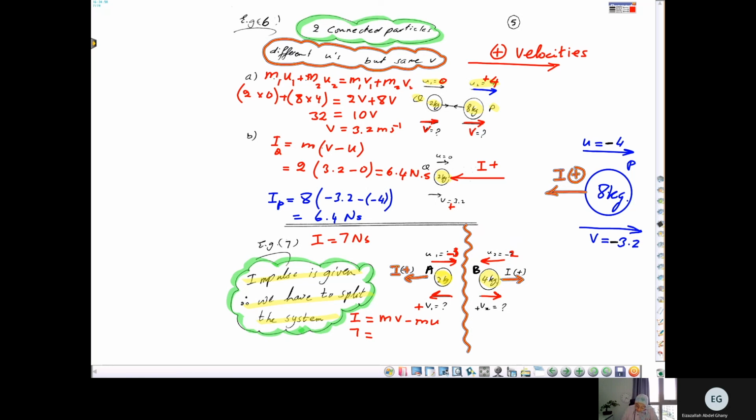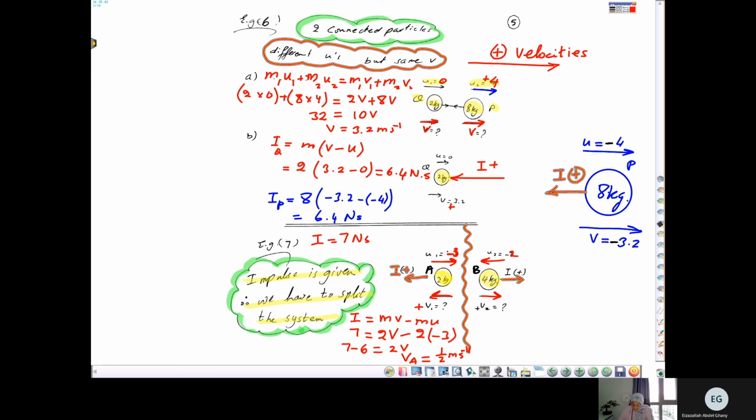Now, positive direction of I to the left, so U is -3 and V is positive. How much is M? It is 2 into V minus 2 into -3. So minus minus equals plus 6. So 7 minus 6 equals 2V. It means V equals 1 divided by 2. So velocity of A will be 0.5 meter per second. It is positive half. It means that our assumption that A will reverse its direction is correct.